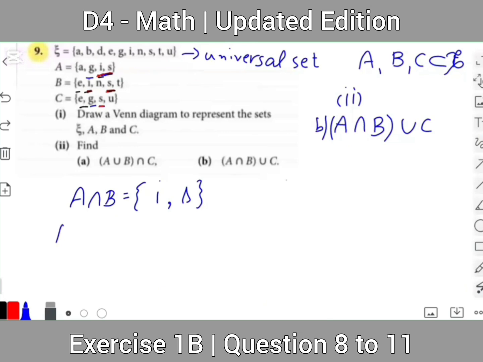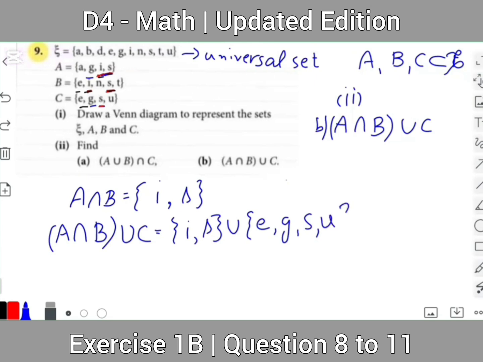Now we will take the union of A intersection B with set C. So {I, S} union, what is the set C? The set C is {E, G, S, U}. It means we will put all the elements together in one set. So here we have E, G, S, U, and I.